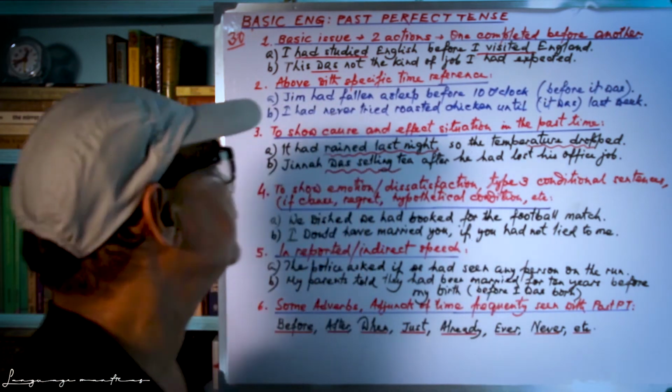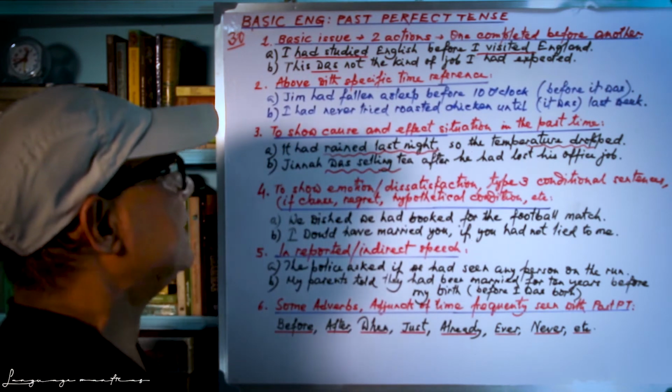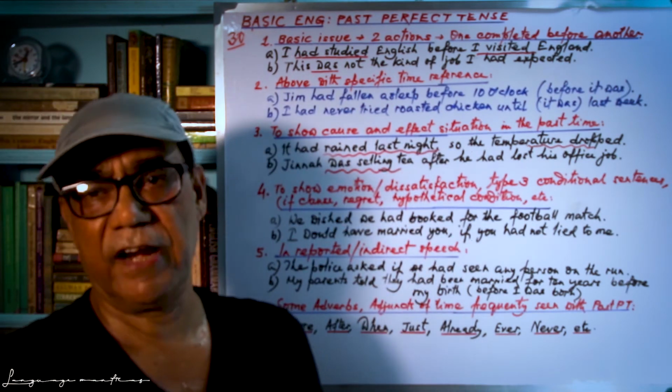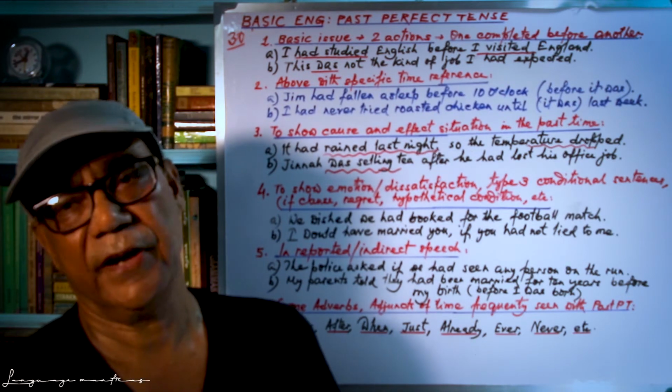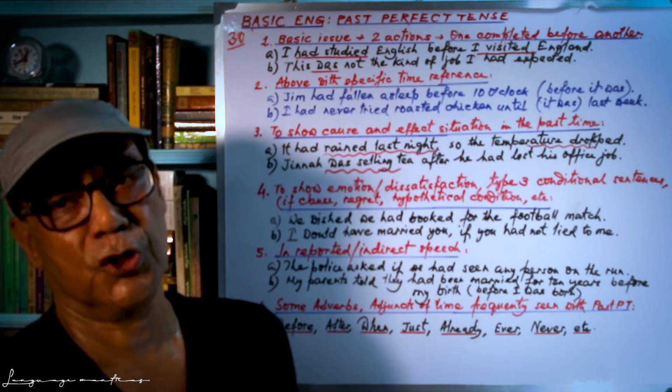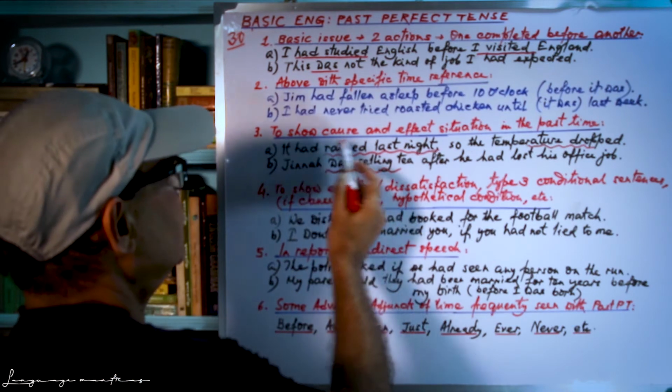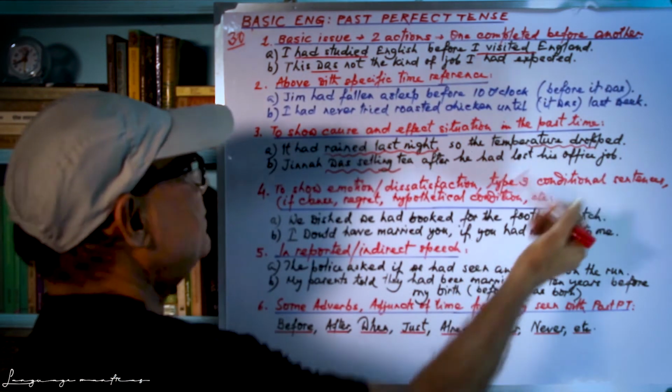See examples. It had rained last night. So the temperature dropped, quite natural. Rained first and then temperature dropped. So this is past perfect tense and this is in the simple past.